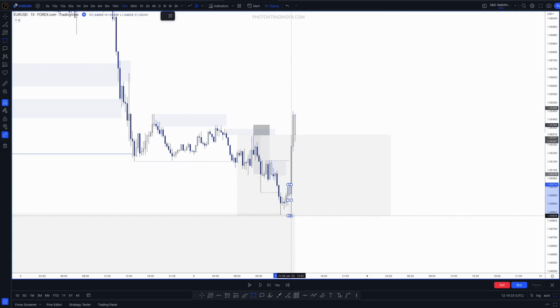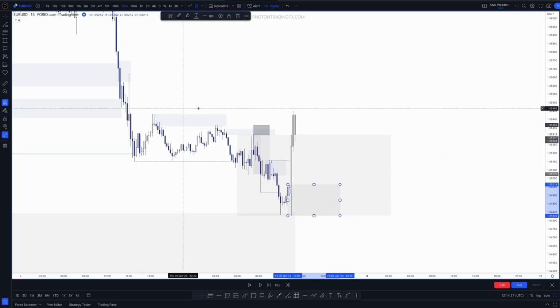So let's zoom into this level and see, nice, clear, obvious zone. For those of you who know about liquidity, you'll see that we just about swept the previous low, so that adds a nice bit of confluence to it.